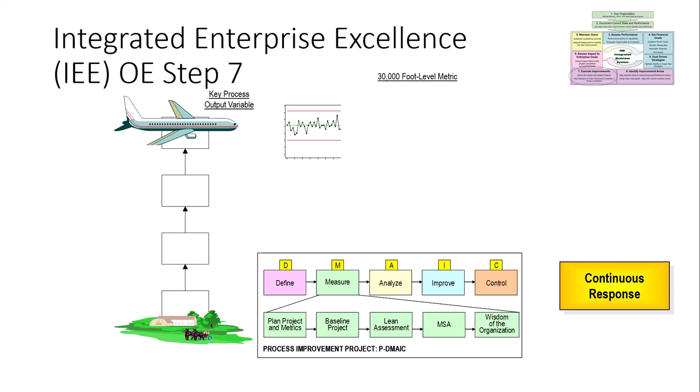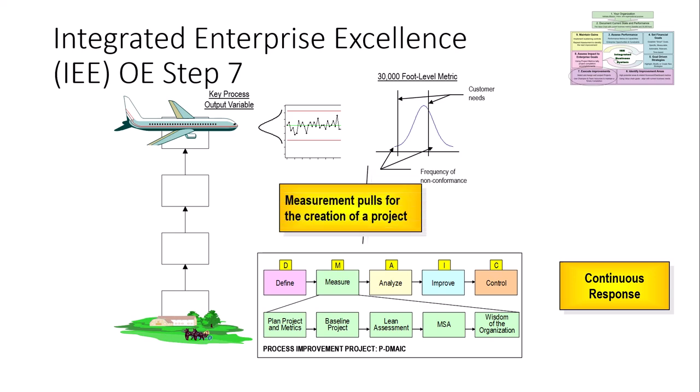30,000 foot level tracking is not unlike viewing the terrain below from an airplane in flight. In 30,000 foot level reporting, we track information over time to see if it's stable. Then, if it's stable, we look at the distribution that's associated with it. We then assess how customer needs are addressed relative to that distribution, look at the frequency of non-conformance, and if that frequency is unacceptable, then we can pull for a DMAIC project.